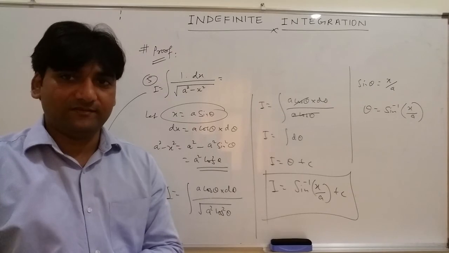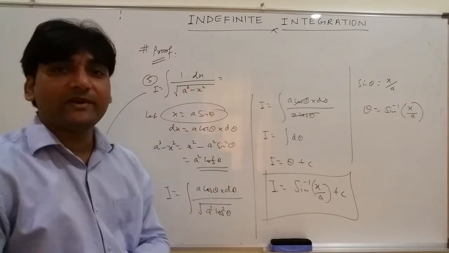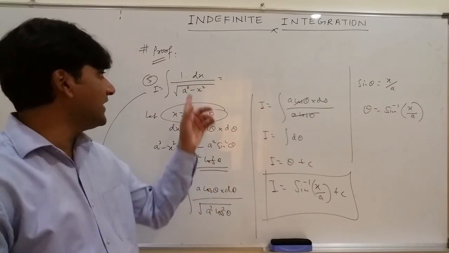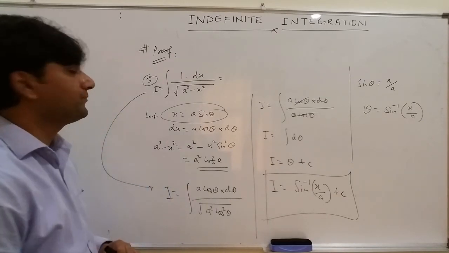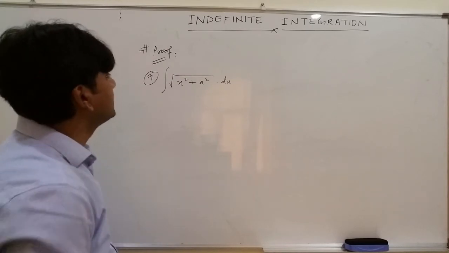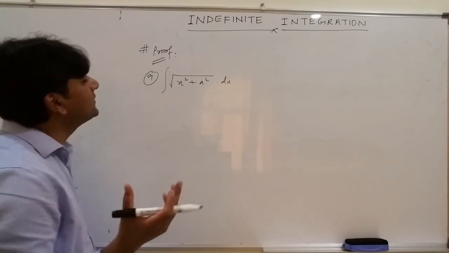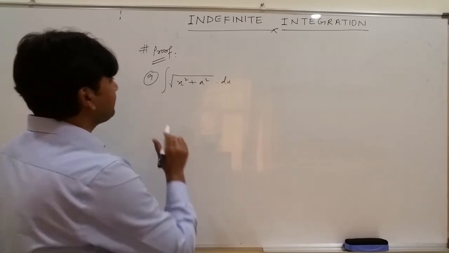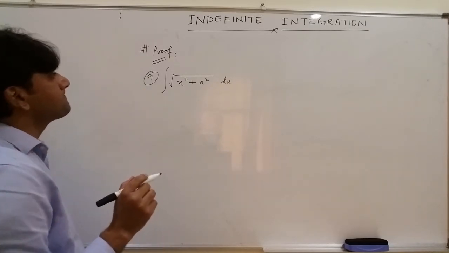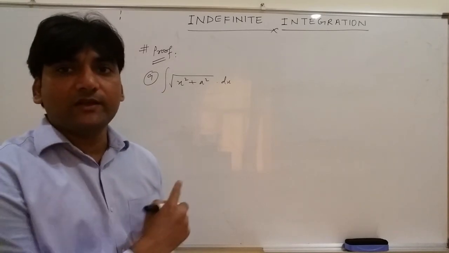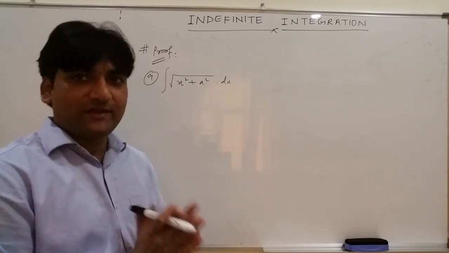Now come to 7, 8, 9. So 7 was root x square minus a square. 8 was root a square minus x square. And 9 was root x square plus a square. So I am going to do right now root x square plus a square dx. So here again no observation will work. Now this is the ninth one. Here no observation will work. We have to use substitution.